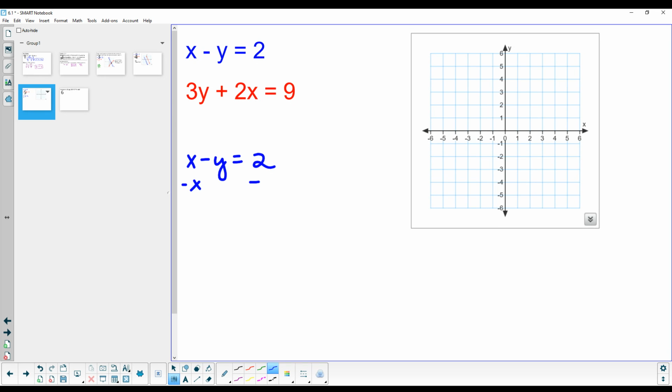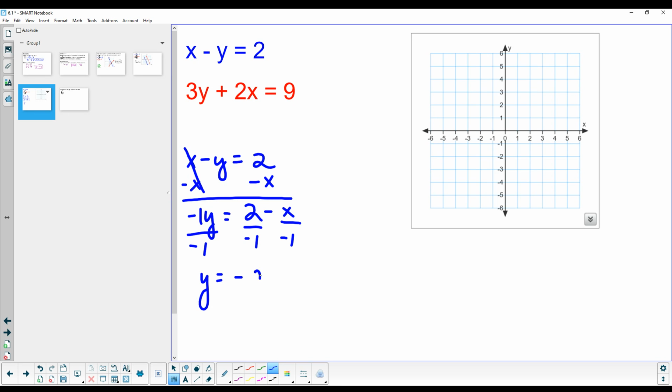So I'm going to do minus x on both sides. That's going to give me negative y equals 2 minus x. Now, I don't want negative y, or negative 1y, so I'm going to divide everything by negative 1. That's going to change all the signs, so I'm going to get y equals negative 2 plus x. This is an equation that I can graph. Now, let's go ahead and graph that, and then we'll worry about the second equation.